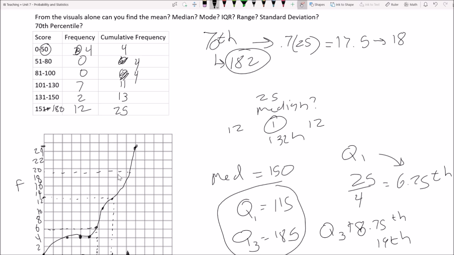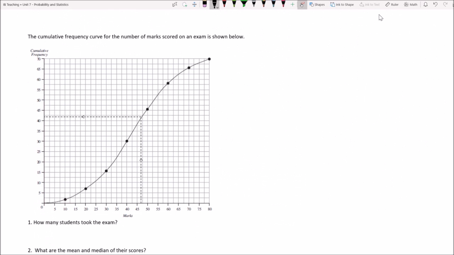Now, the more detail you have on a graph, the easier it is to have that precision. I don't have a ton here because I made it myself. So let's look at another example where we'll have a little more precision and it will be a little easier. Here's another example.